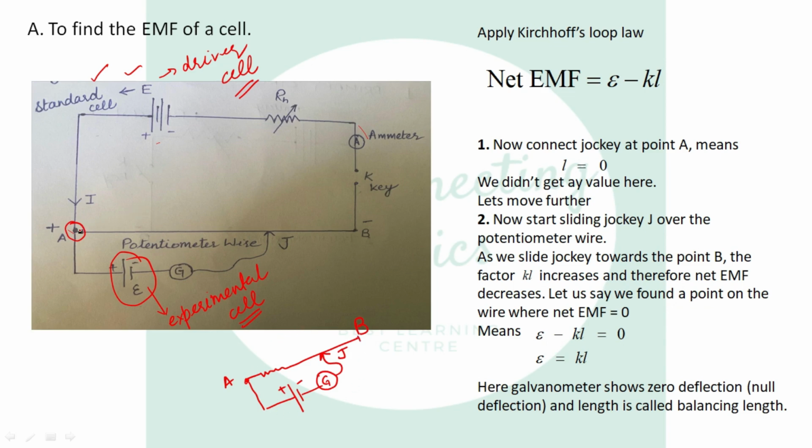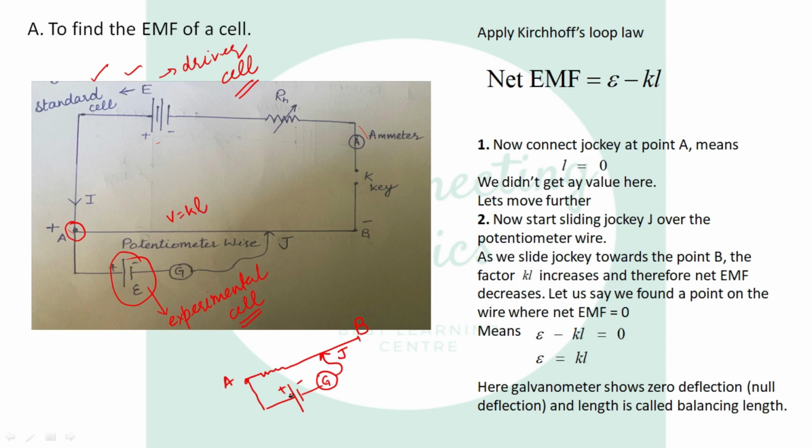Now we know that the potential drop is V equal to K into L. We already studied in the primary circuit of the potentiometer that the main objective of the primary circuit is to establish potential gradient. So if we know the potential gradient, we can calculate the potential drop across this wire, which is V equal to K into L.